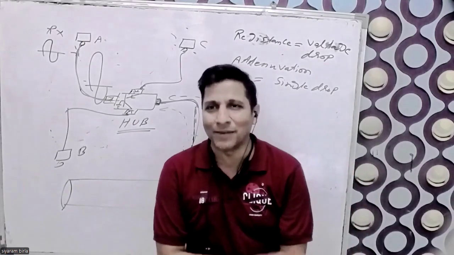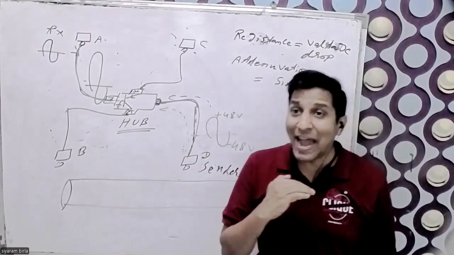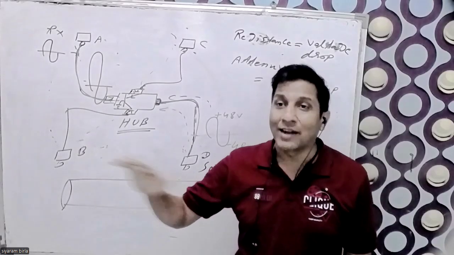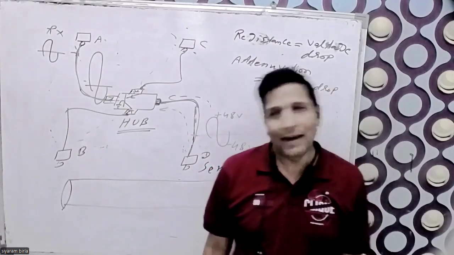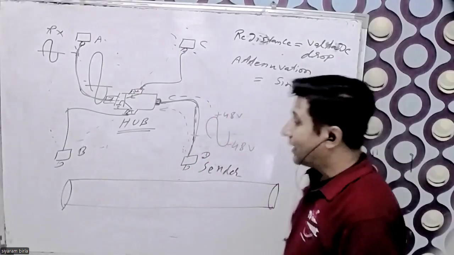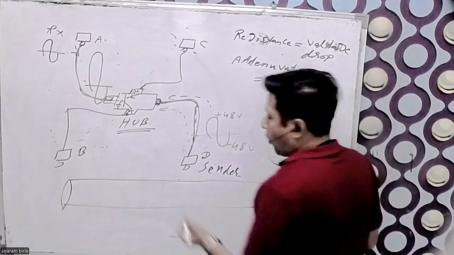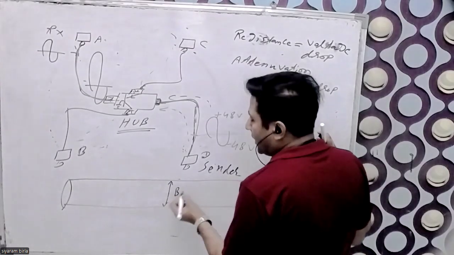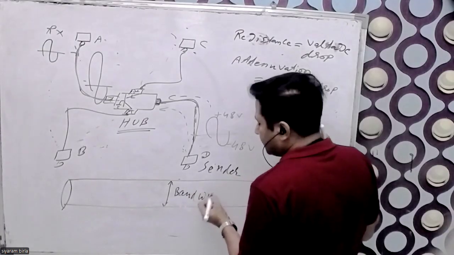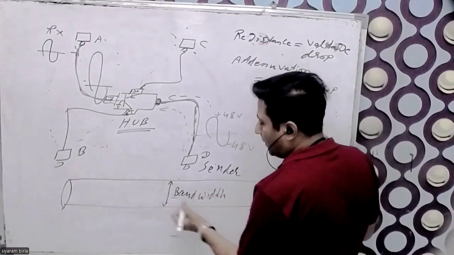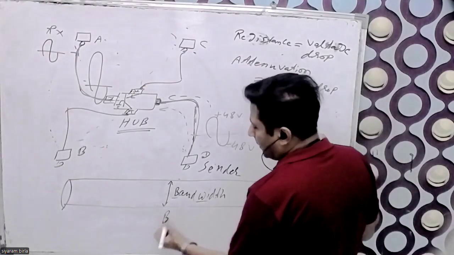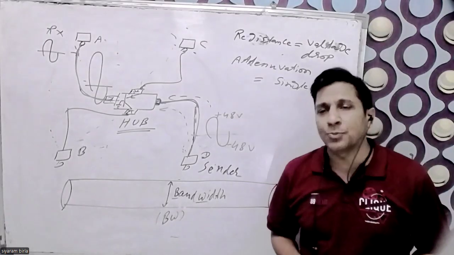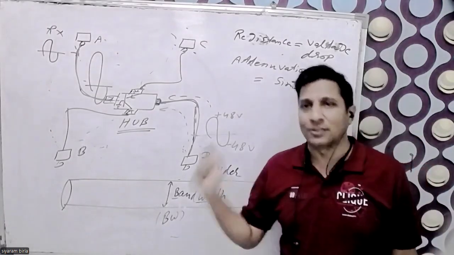I'll explain why it is called bandwidth. And the second thing is the length. What is the length? Length means the transmission media length. So here bandwidth comes into the picture. What is the bandwidth? The transmission medium width is called the bandwidth. In shortcut, BW means bandwidth. The width of the transmission medium is called the bandwidth.